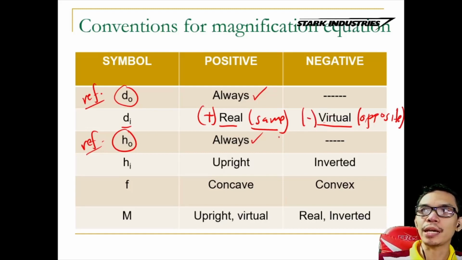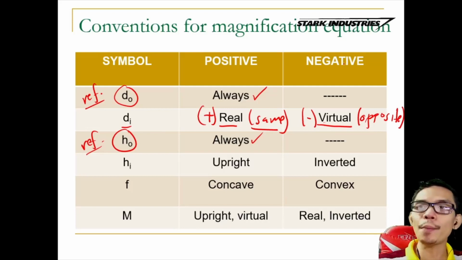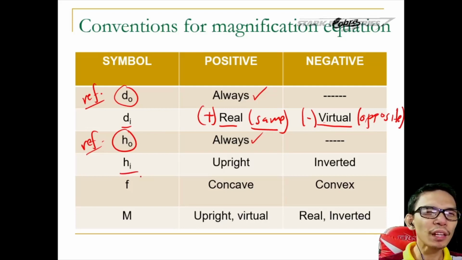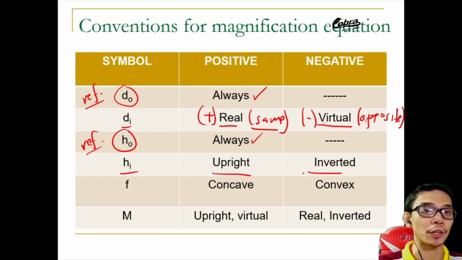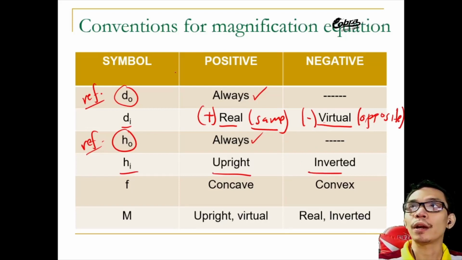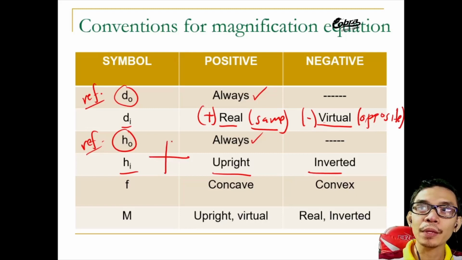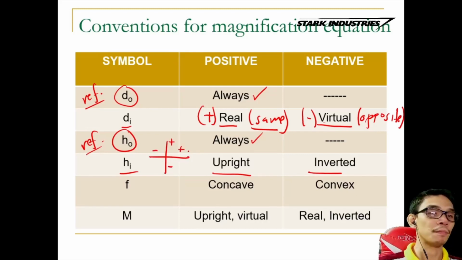Okay? So this is a negative. So that was for the distance of the image. Now how about the height of the image? The height of the image follows the cosine convention on the Cartesian plane. Remember the Cartesian plane: this is positive, this is negative, this is negative, this is positive.